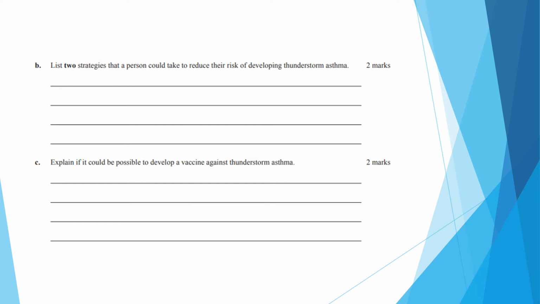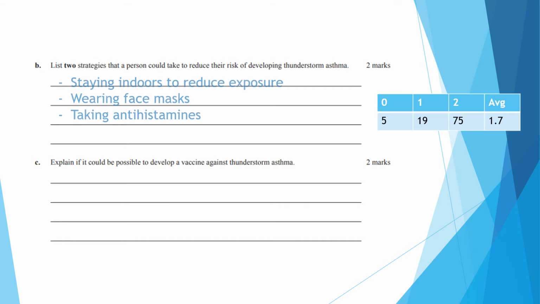Part B asks you to list 2 strategies that a person could take to reduce their risk of developing thunderstorm asthma. Obvious strategies including reducing the exposure to the pollen fragments. So you can write about staying indoors to reduce exposure, wearing face masks. You could also talk about reducing the body's reaction to the pollen fragments by taking antihistamines.